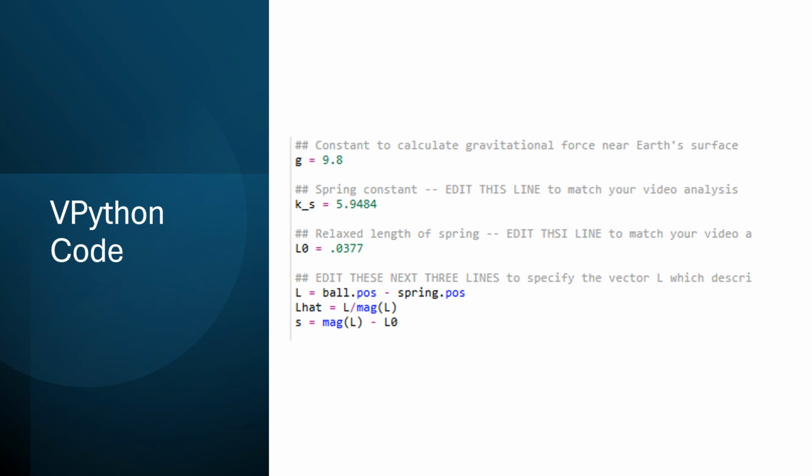Now, here's our VPython code, where we'll actually bring all of that stuff we just talked about into play. Of course, the gravitational constant is equal to 9.8 meters per second squared. I just imported our k sub s, our L naught, our L, our L hat, and our s.